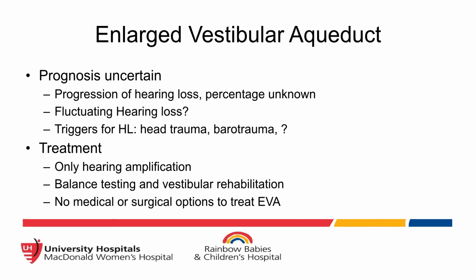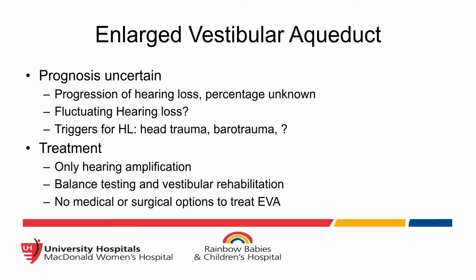EVA-related hearing loss has an uncertain prognosis. The percentage of patients who have hearing loss or have progression is so far unknown. The hearing loss can also fluctuate, and one of the clinical questions was, does it fluctuate more often in patients who have progression of hearing loss or that have stable hearing loss? Also, the triggers for hearing loss. There have been case reports or case series about sudden sensorineural hearing loss in patients with head trauma or barotrauma.